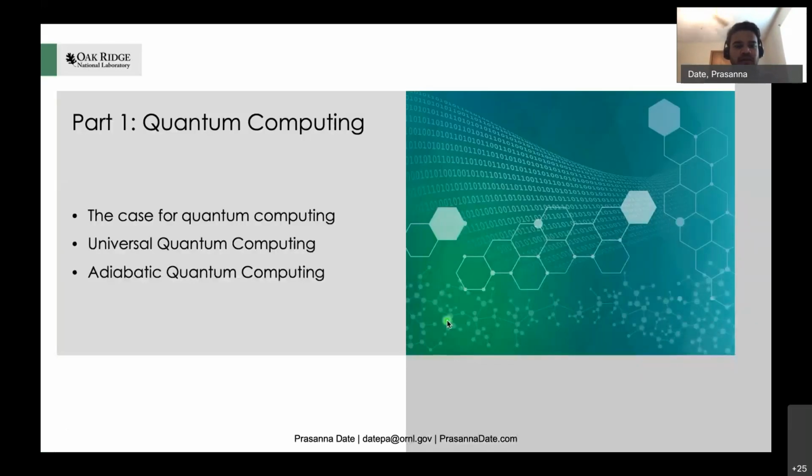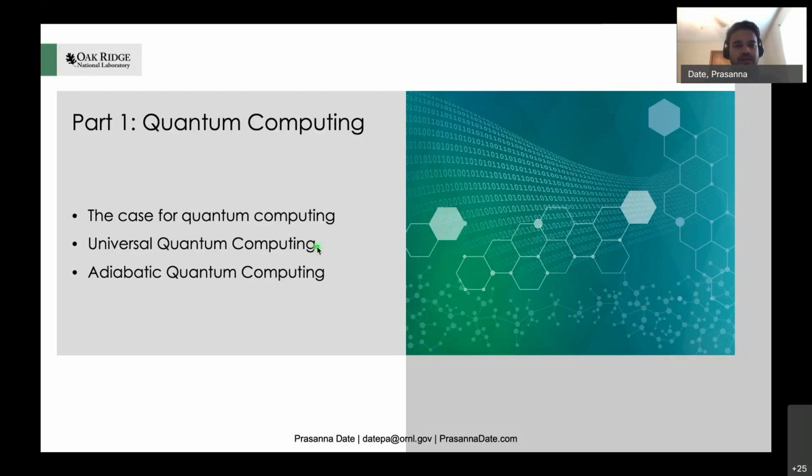Okay, so quantum computing. I want to basically go over the case for quantum computing, or the motivation for quantum computing, and then go a little deeper in universal quantum computing and adiabatic quantum computing. I'm assuming that people won't have a very deep background in quantum computing. But if that is the case, then do let me know and I can speed up my talk.